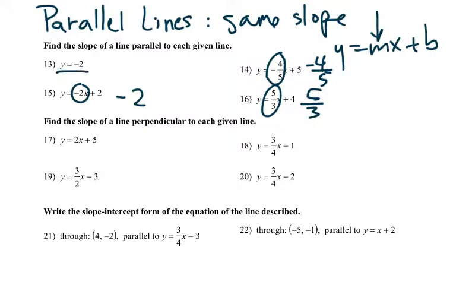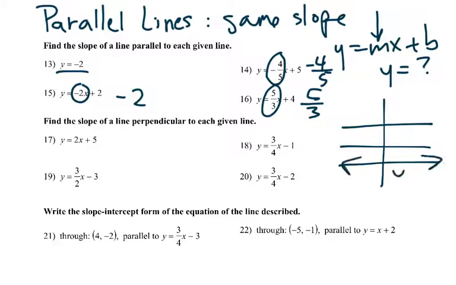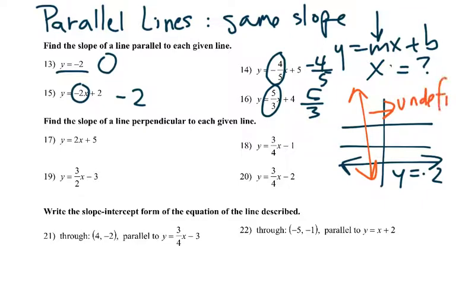Now number 13 is just y equals negative 2. Got to remember, when you have just y equals a number, you've got a horizontal line. The slope of a horizontal line is always 0, so that would be 0. Now, if instead it was x equals a number, then we'd have a vertical line, and a vertical line doesn't have a slope of 0. It's actually called undefined because it would divide by 0. So there's our parallel lines.